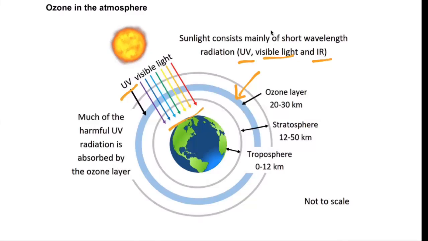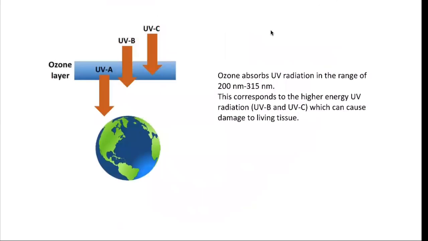There are different kinds of UV radiation: A, B, and C. The ozone absorbs UV radiation in this range of wavelengths. Those are the ones with higher energy, like UVB and UVC, which can cause living tissue to be damaged, like cancer.